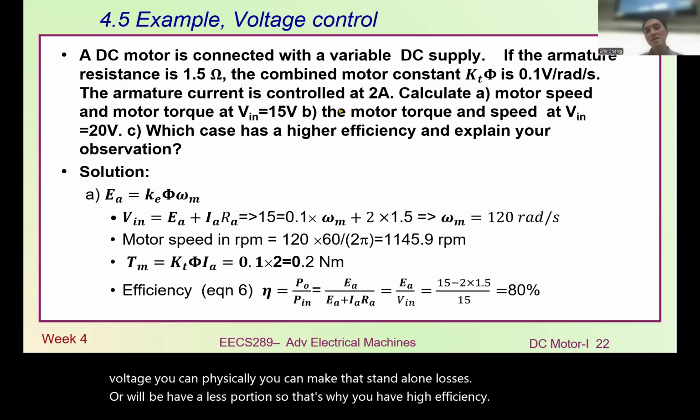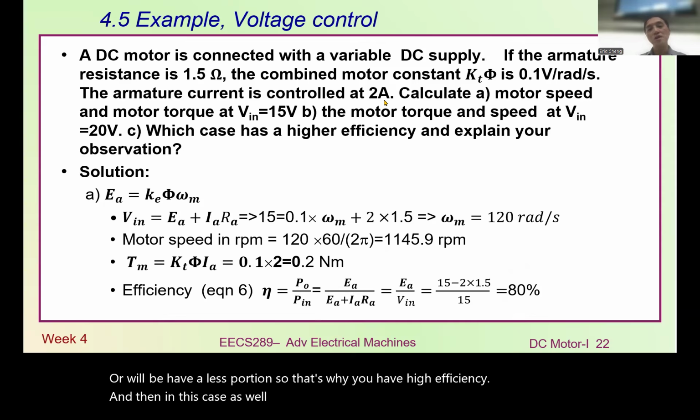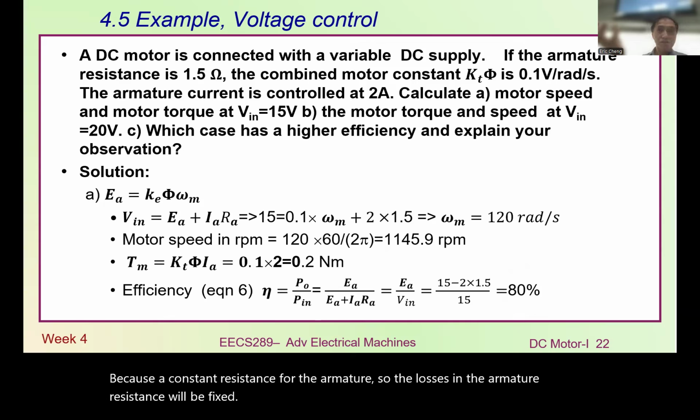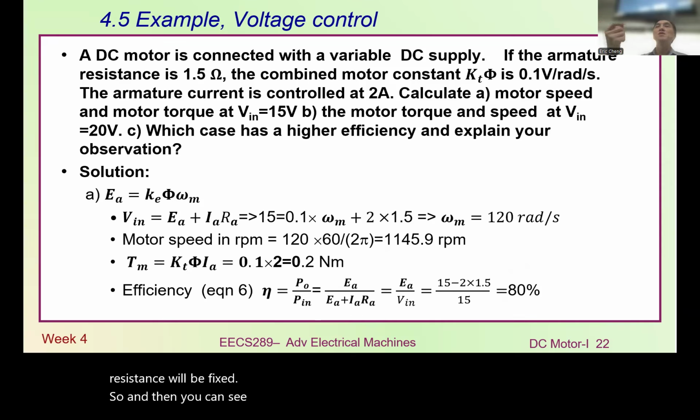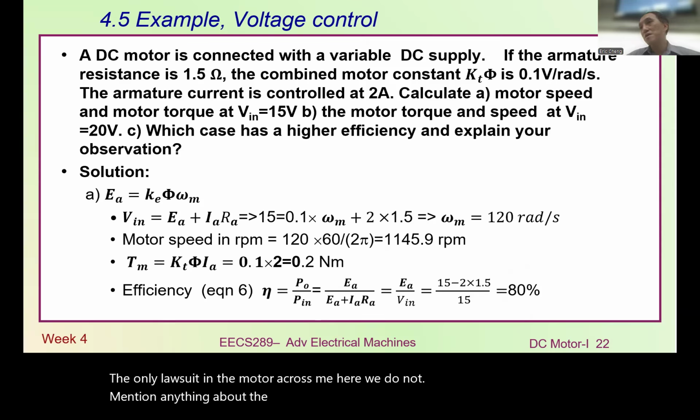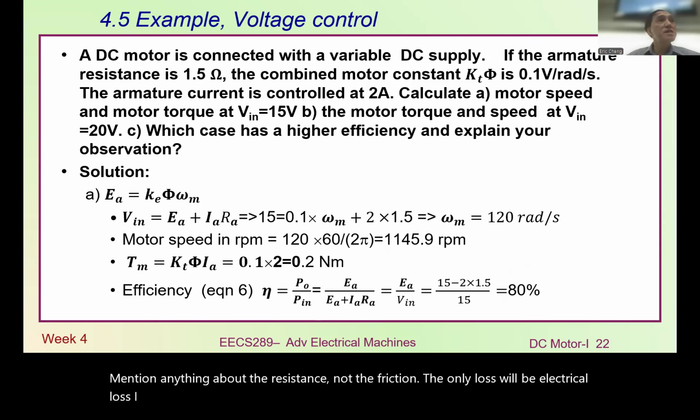And in this case as well, we control current at 2 amp. We have a constant resistance for the armature, so the losses in the armature resistance will be fixed. The only losses in the motor, of course, we do not mention anything about friction, the only loss will be electrical loss, I squared R losses in the RA. So if this loss is fixed, then the remaining will all go to the output power.